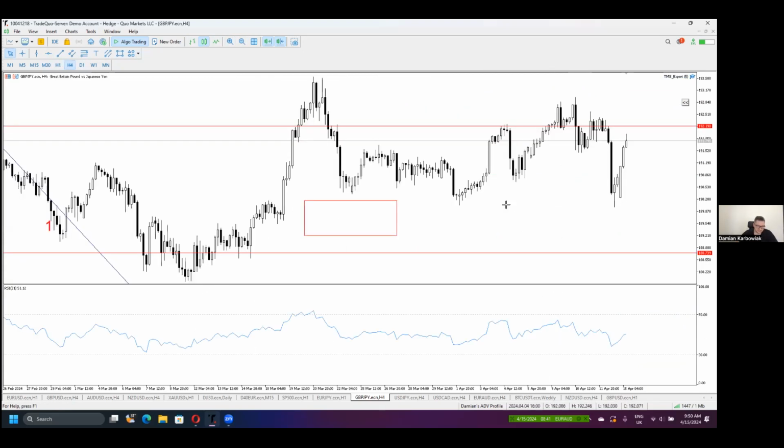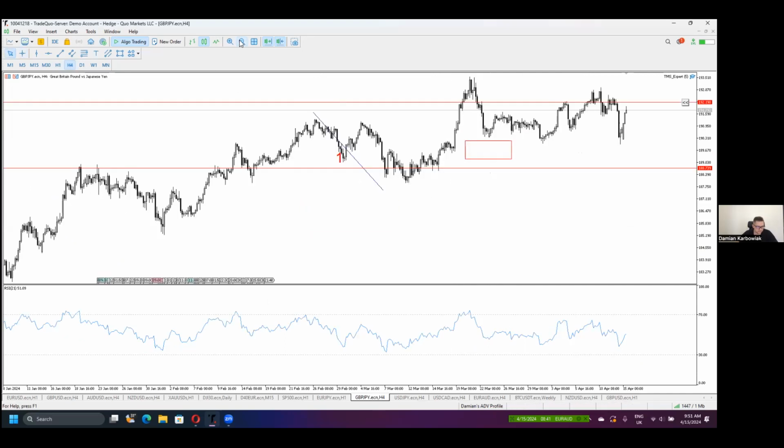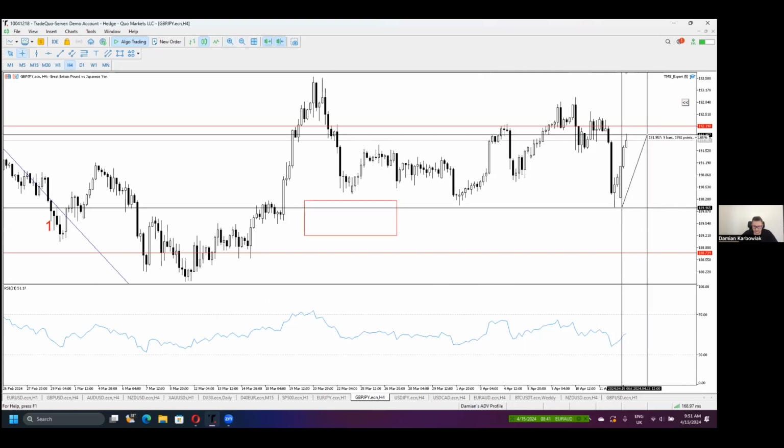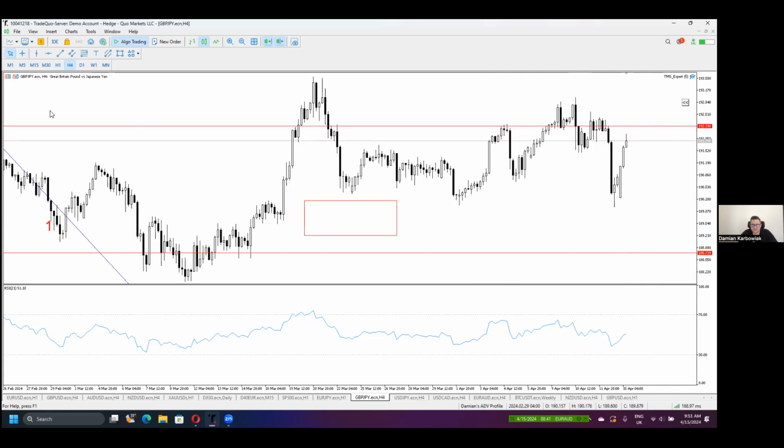GBP JPY, as you can see, on one side there is a one-to-one zone already touched two times, with the false break right here on the right side. So it looks like this one-to-one zone is important for them. And if you look for buy, then you definitely have to wait for the correction of the last movement. However, for me, it's too expensive to buy it again.